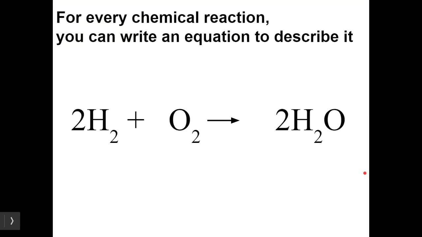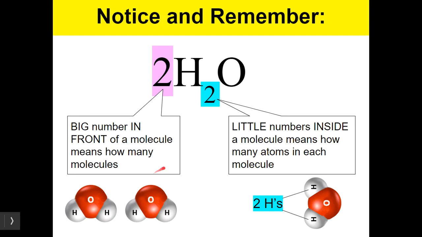I'm going to talk to you quickly today about chemical equations. So for every chemical reaction, you can write an equation to describe it. And so here's an example of an equation.